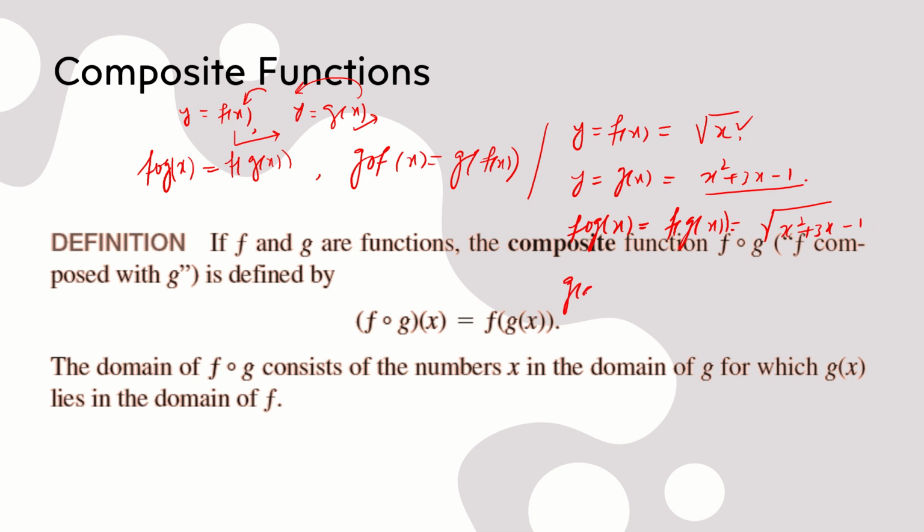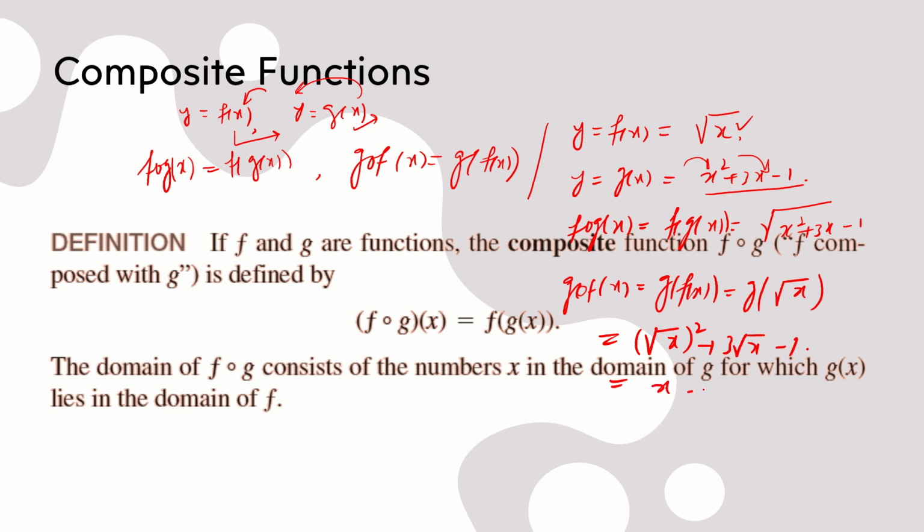And if you want to find g of f of x, in this case we first replace f of x with under root x, and then replace x by under root x everywhere in the function g of x. So we will have under root x squared plus 3 times under root x, and then minus 1, which could be simplified as x plus 3 under root x minus 1. So that's a composite function, which is a composition of these two functions, under root x and x squared plus 3x minus 1.